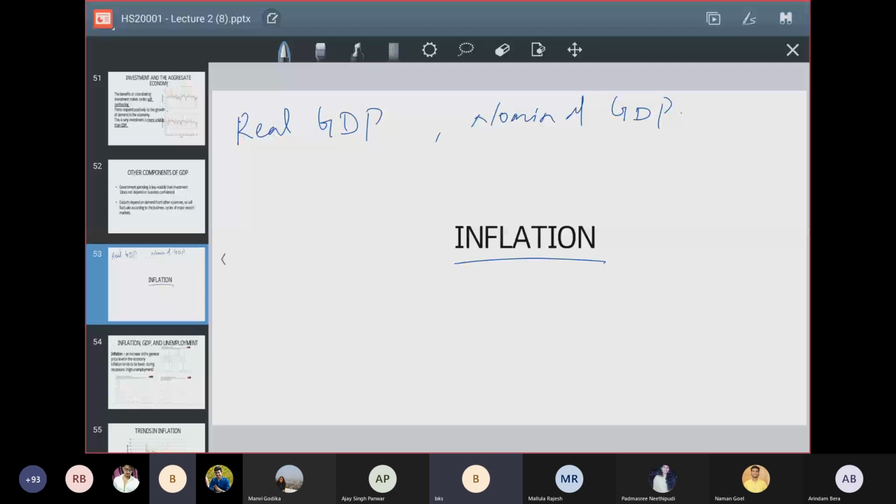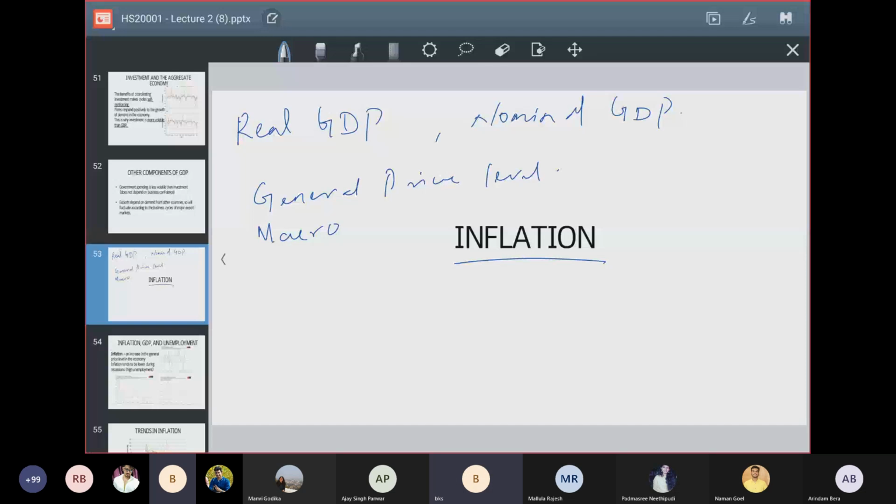So what do we mean by inflation? Inflation means a continuous increase in the general price level. This general price level is also known as the macro price level. Therefore, if the general price is, say, 100 in 2015, and then it becomes 110 in 2016, then we'll say there is 10% inflation between 2015 and 2016.